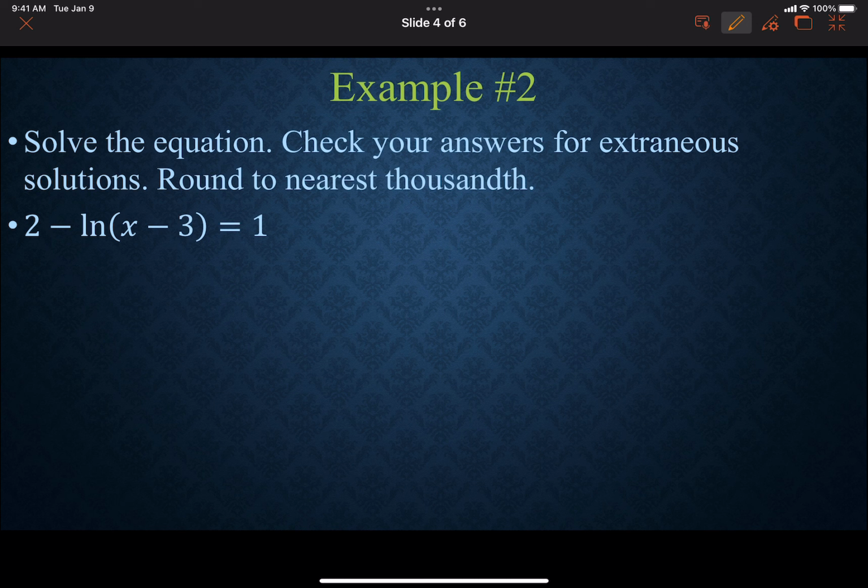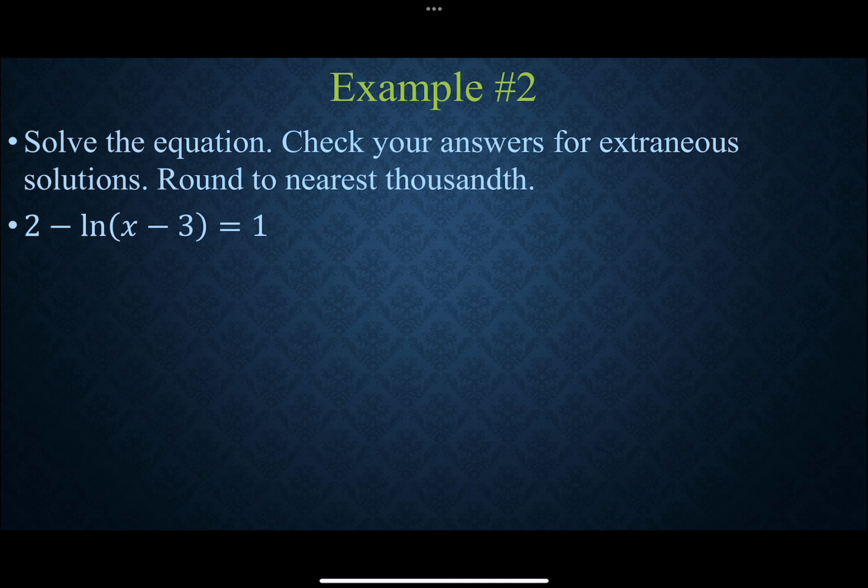Now, if there's a single log in the problem, the idea is to isolate it, and then we can rewrite it as an exponential. So for this particular case right here, we would subtract the 2 over. Negative ln of x minus 3 equals negative 1. So therefore, ln of x minus 3 equals positive 1.